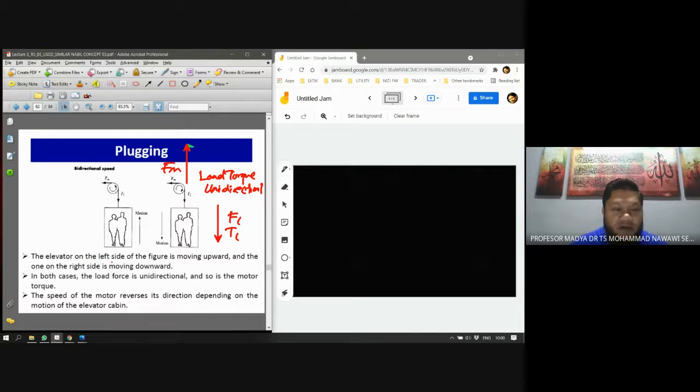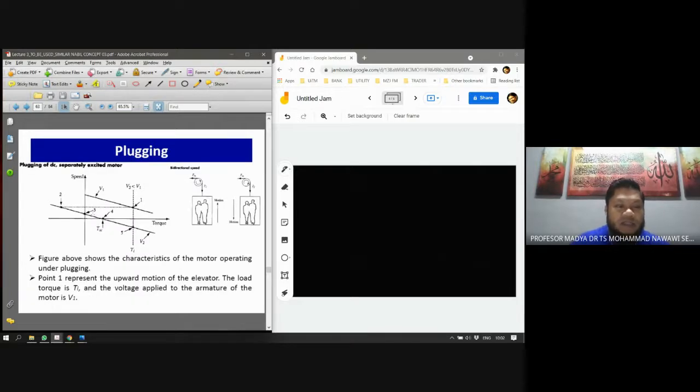The elevator on the left side of the figure is moving upward, but the speed is bidirectional. I mean, the rotation of the motor can be clockwise or anti-clockwise. It is bidirectional speed, depending on the motion of the elevator.